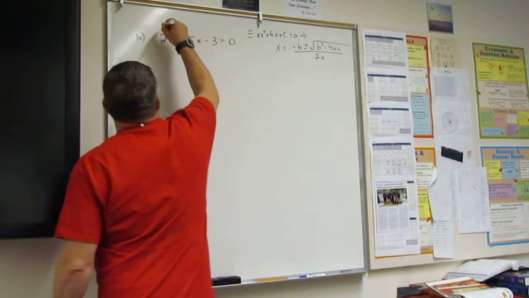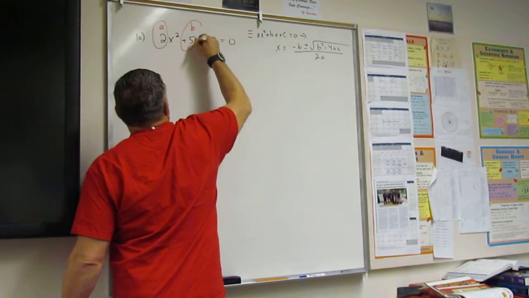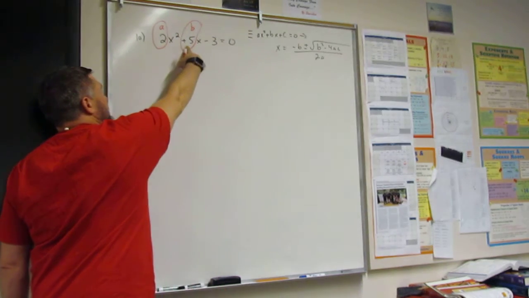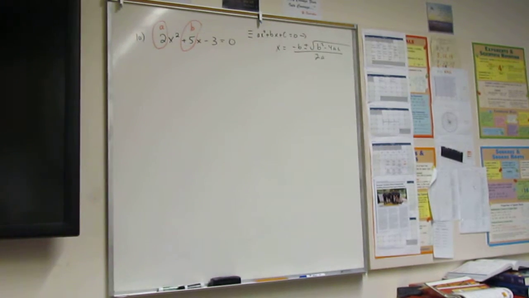I have to know what A, B, see how I circled the sign in front of it, right? And C.